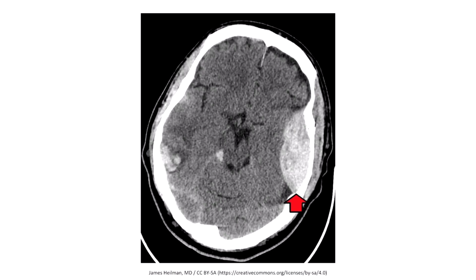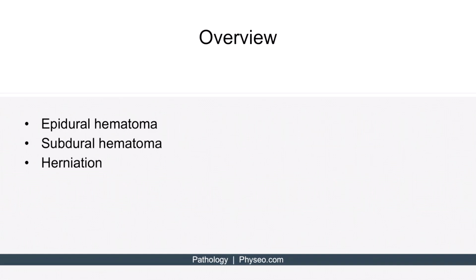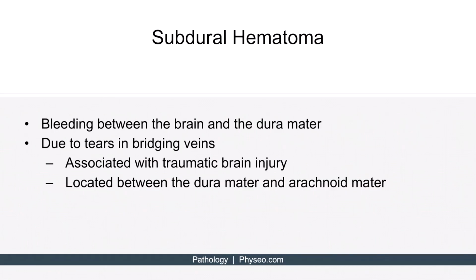Here's a head CT image showing an epidural hematoma. Notice how the lesion is lens-shaped. All right, now let's discuss subdural hematoma. This is defined as bleeding between the brain and the dura mater. It's due to tears in bridging veins and is usually associated with traumatic brain injury.